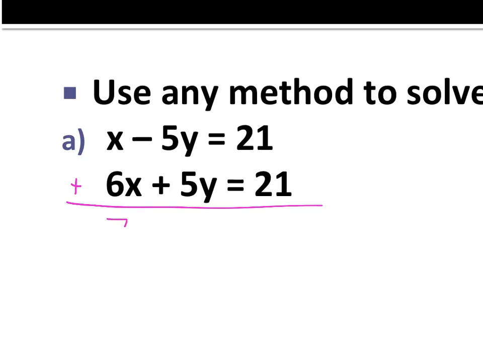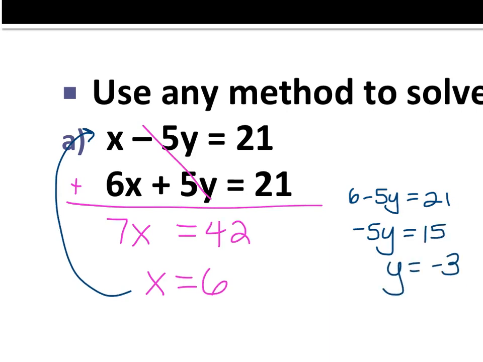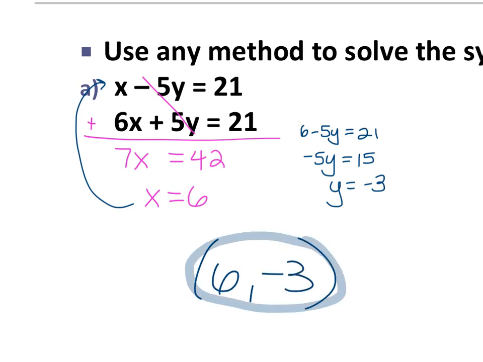So if I combine these, I'd get 7x. These cancel, equals 42, and x would equal 6. And then take it and plug it back into either one. I'm going to plug it back into the top. 6 minus 5y equals 21. Negative 5y would equal 15, and y would equal negative 3. 6, negative 3 would be the solution you would get had you done it any of those methods.